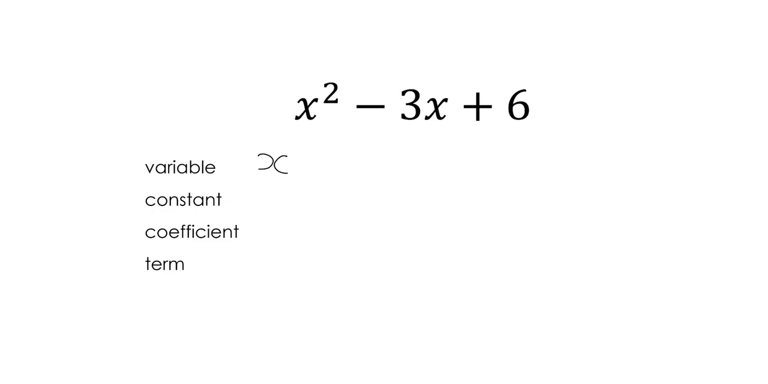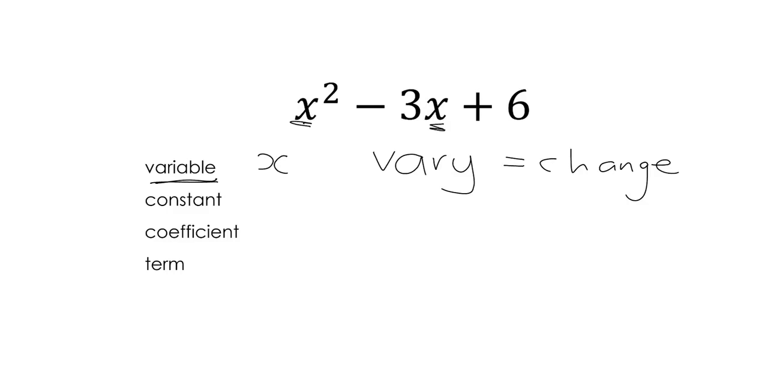Now, what is a variable? Well, variable comes from the English word vary, which means something that changes. So, if you talk about something that varies, it's something that changes, and this is the idea we get when we talk about a variable. X is a variable because we can put in a whole lot of different values for x.